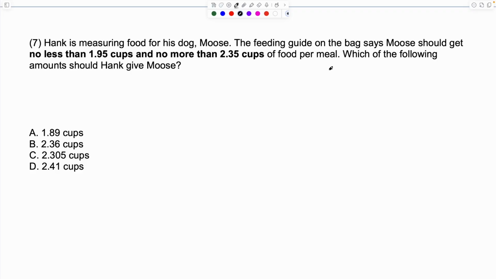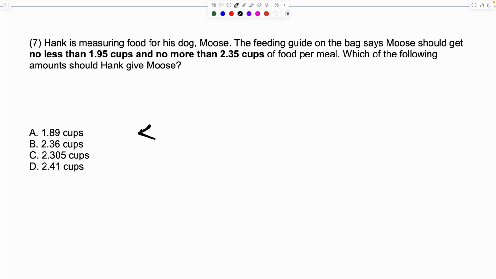Question 7, Hank is measuring food for his dog Moose. The feeding guide on the bag says Moose should get no less than 1.95 cups and no more than 2.35 cups of food per meal. Which of the following amounts should Hank give Moose? So for this question, one concept that helps us out is being able to see all this on the number line.